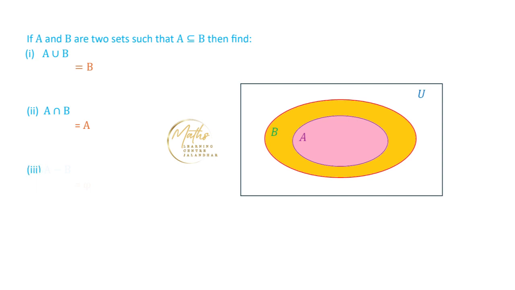Next we have to calculate A minus B. A minus B means we are listing all those elements of A which are not present in B. If we consider any element over here, if it is present in A, then it is always present in B. It means we can't find any element of A which is not an element of B. So A minus B is an empty set.